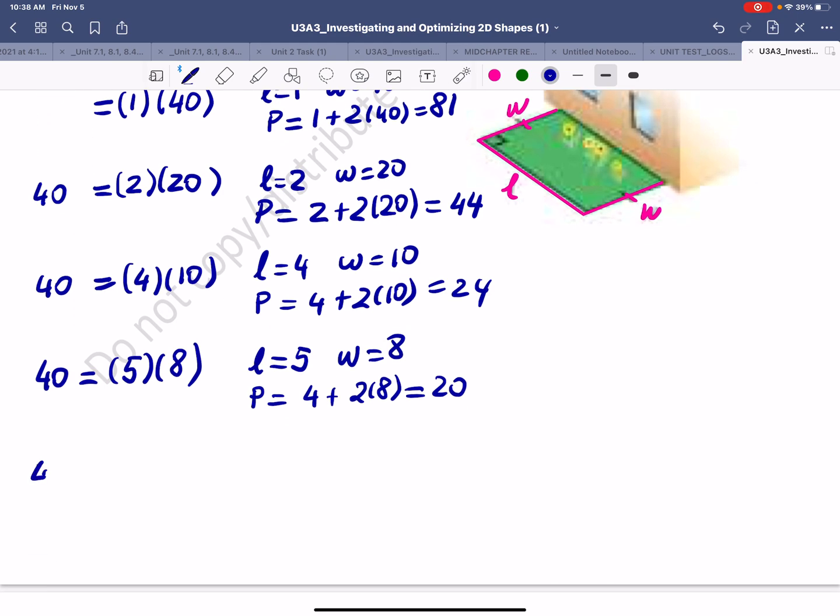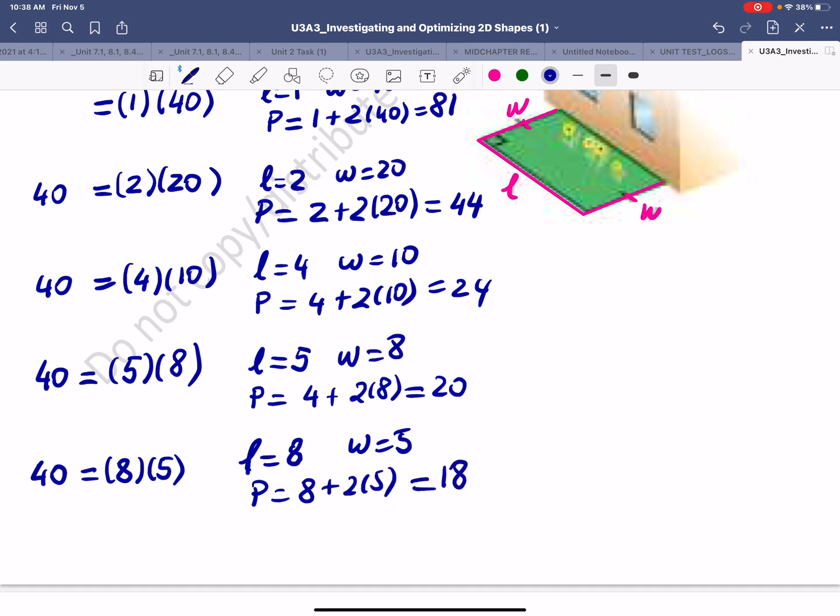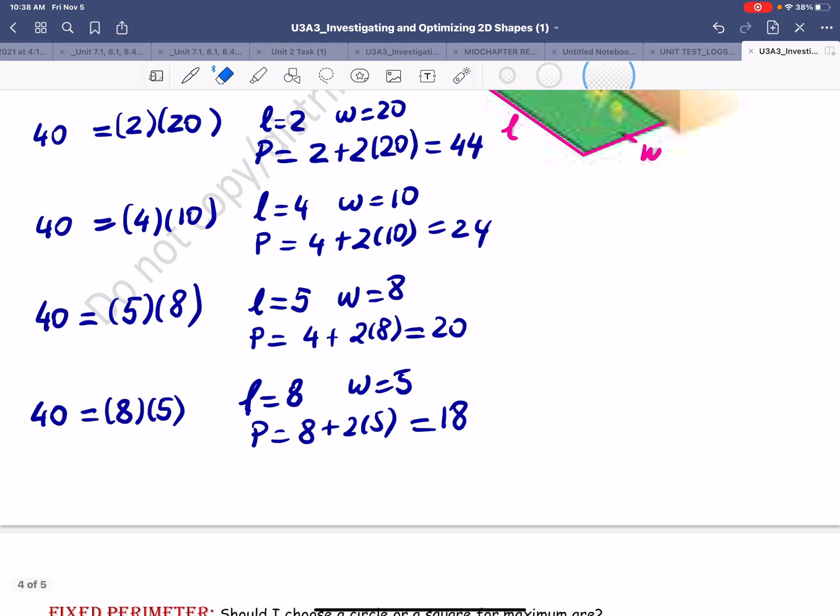Now, obviously the perimeter is smaller, but what I'm going to do now is let the length be 8 and the width be 5 and check and see if I'm getting a better value this time. So in this case, let me write this down. Length is 8 and width is 5, right? So the perimeter will be 8 plus 2 times 5, which will make the perimeter equal to 18. So we are getting an even smaller number.